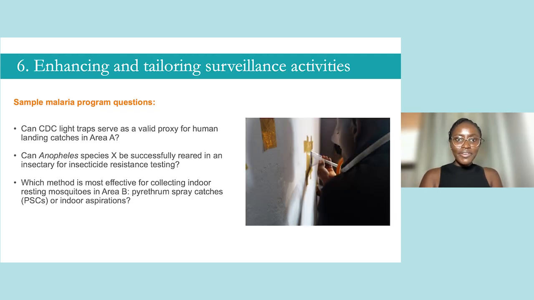The sixth and final theme of common malaria program questions is enhancing and tailoring entomological surveillance activities. Sample questions include: can CDC light traps serve as a valid proxy for human landing catches in Area A? Can Anopheles species X be successfully reared in an insectary for insecticide resistance testing? And which method is most effective for collecting indoor resting mosquitoes in Area B, pyrethrum spray catches or indoor aspirations?